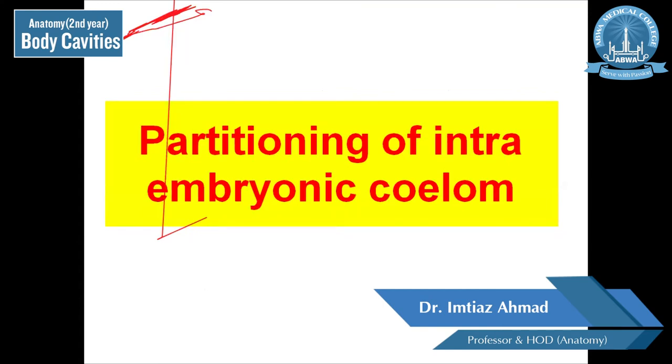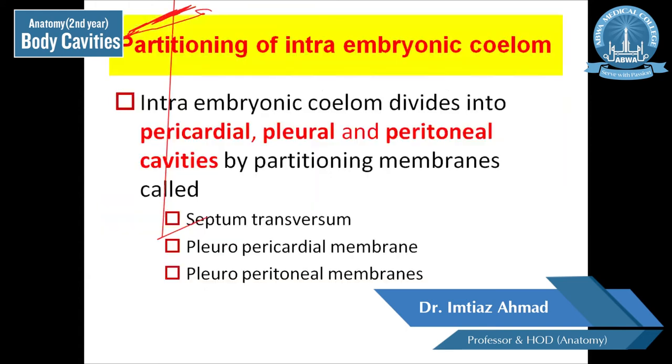So I will go forward now. The partitioning of the intraembryonic coelom. That is the division of the cavity into the cavity of the abdomen and the cavity of the thorax, or the cavity of the heart, the pericardial cavity, and the pleural cavities. The intraembryonic coelom divides into pericardial, pleural, and peritoneal cavities by partitioning membranes. And these partitioning membranes are the septum transversum, the pleuropericardial membrane, and the pleuroperitoneal membranes.